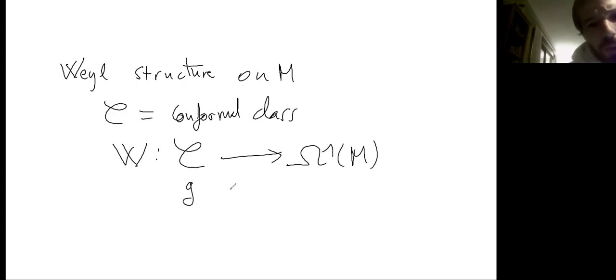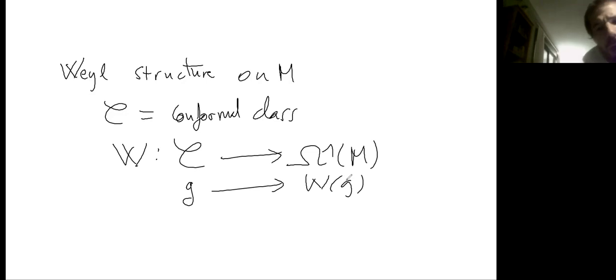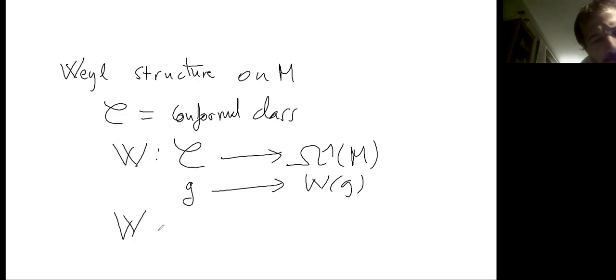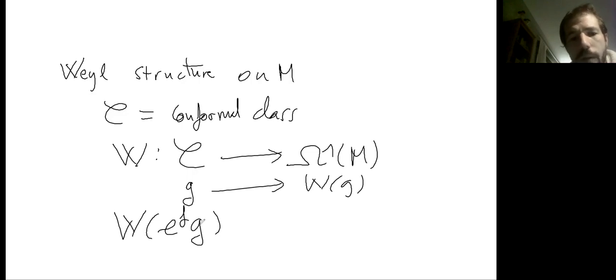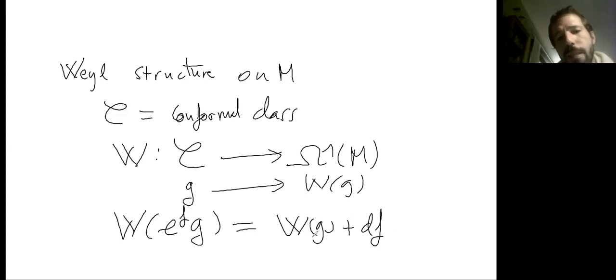We take a metric and associate some W. And the defining property of this Weyl structure is that if I rescale my metric by some function, then this has to be W of G plus d of f. These Weyl structures are a natural device to keep track of the change of Levi-Civita connection when you do conformal rescaling of a Riemannian metric.